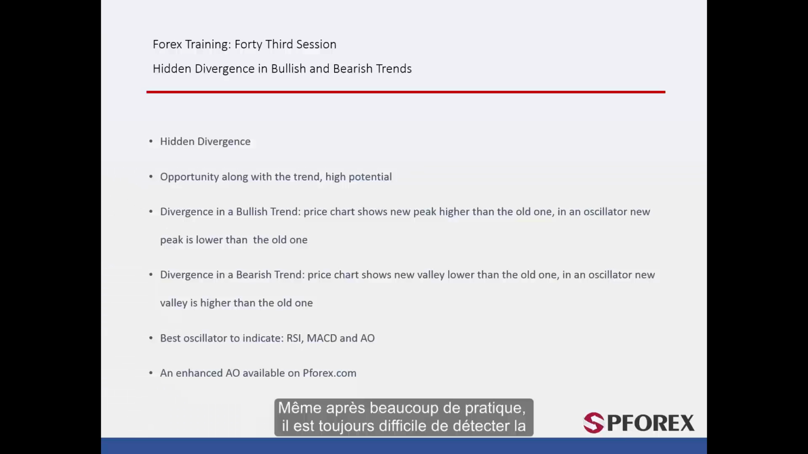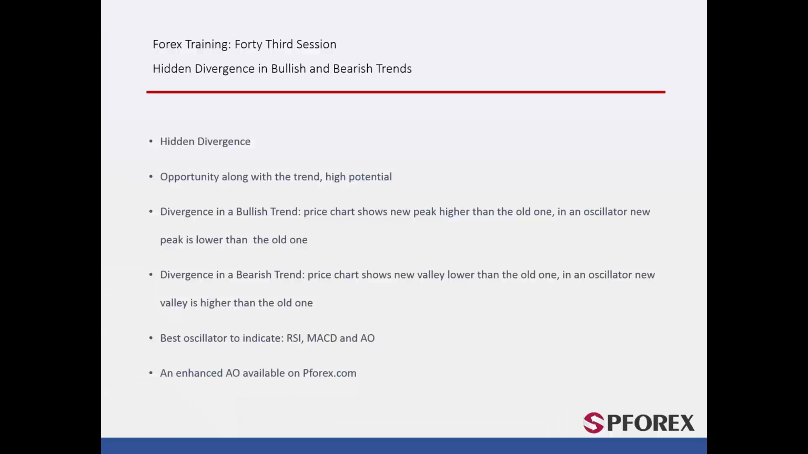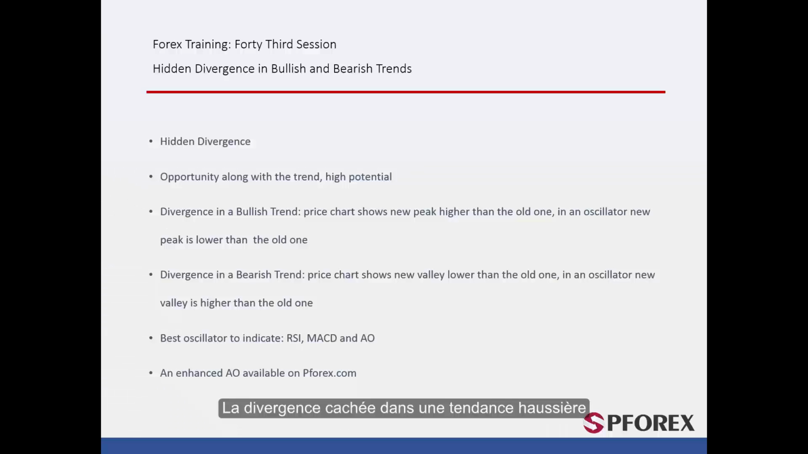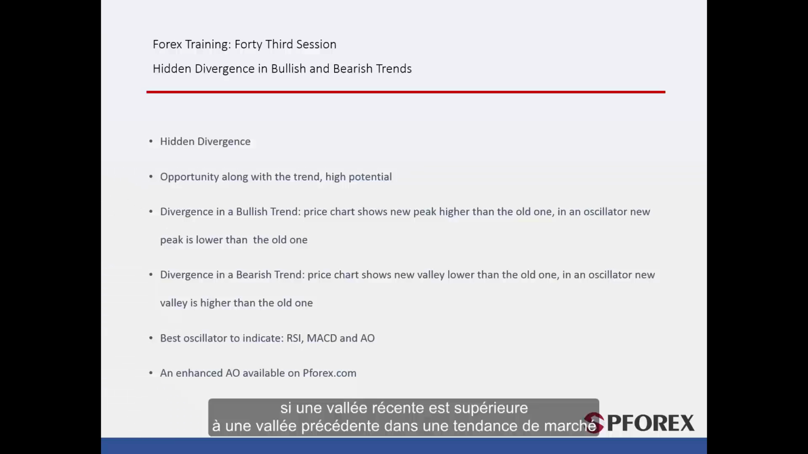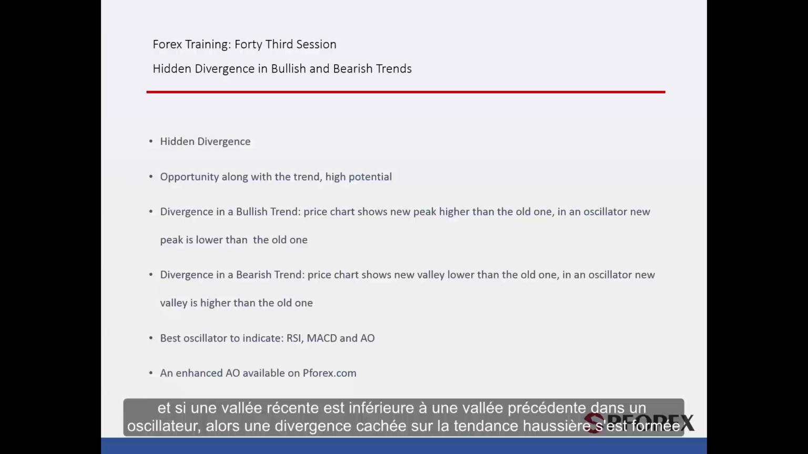Even after multiple practices, it would be hard to detect hidden divergence in a chart. Hence, most of the traders do not exploit it. Hidden divergence in a bullish trend. If a recent valley is higher than an earlier valley in a market trend, and a recent valley is lower than an earlier valley in an oscillator, then a hidden divergence on a bullish trend has formed.